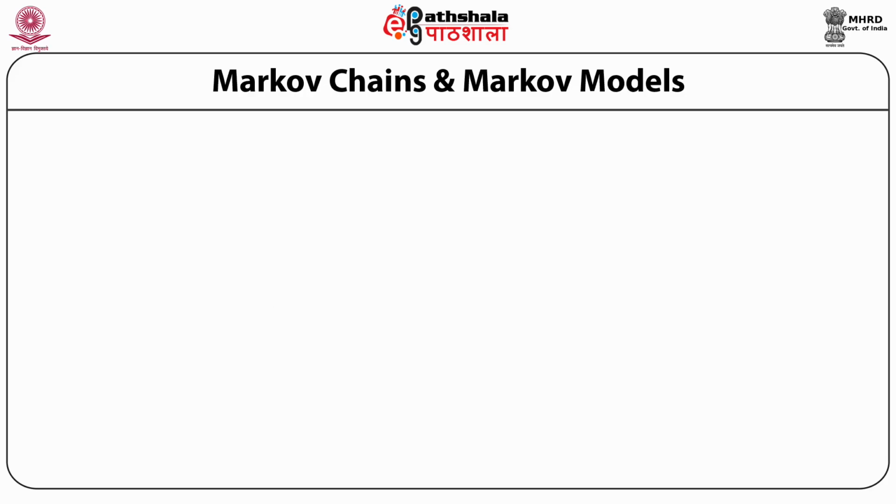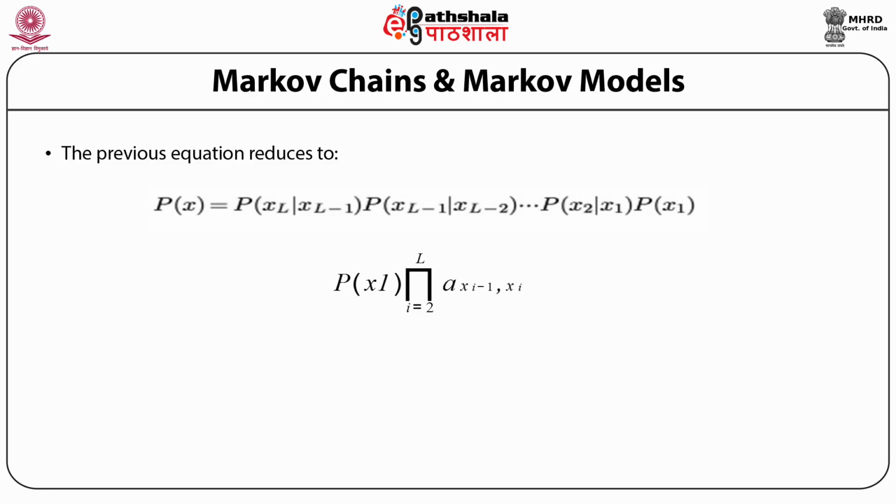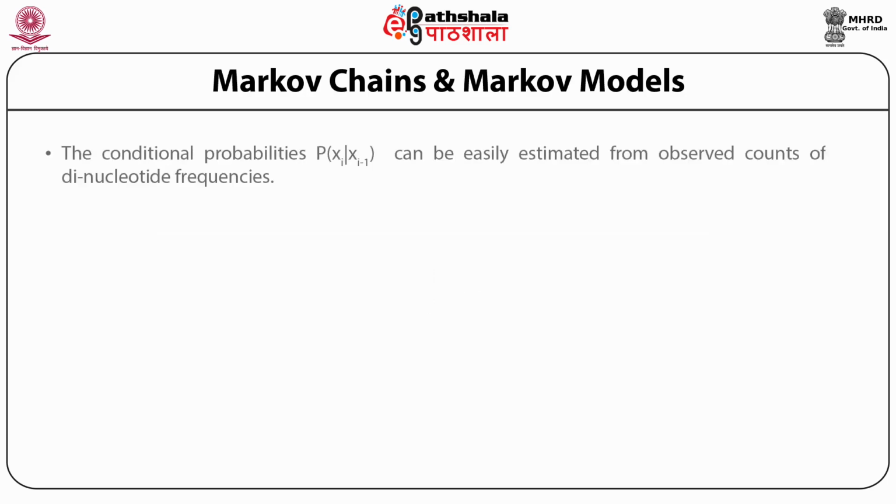So given that, the previous equation now reduces to a simple product of probabilities, which is given as P of x at position L is the product of a, x, i minus 1, x, i, for i equal to 2 to i equal to L, all the states. So it's the product of all of these different probabilities. Now these conditional probabilities, P of xi given xi minus 1, can be estimated from the observed counts, which I measure by analysis of different Markov-like phenomena.